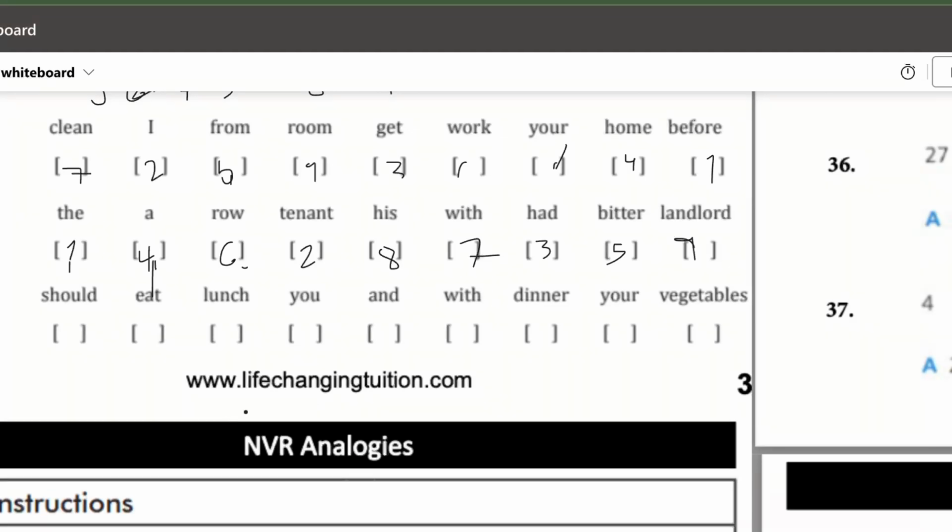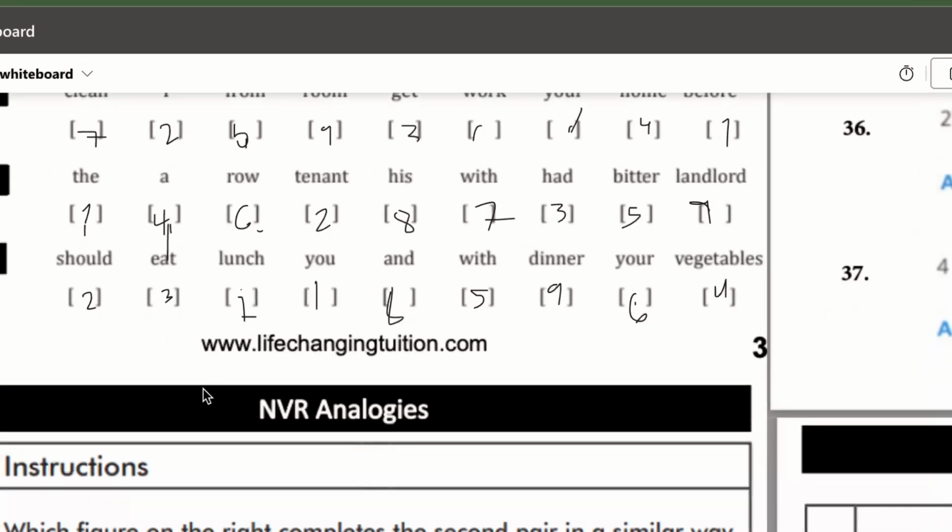Then question 32, the last one. Next one we have you should eat dinner, or you should eat vegetables. You should eat, I've just erased because I did your first when it should be you. But you should eat lunch, you should eat vegetables with your lunch and dinner. That is the jumbled up sentences.